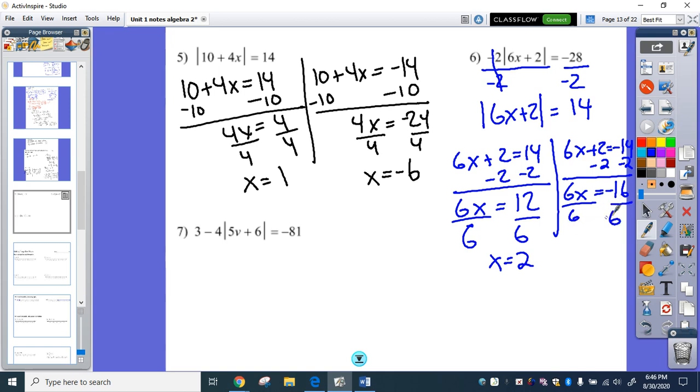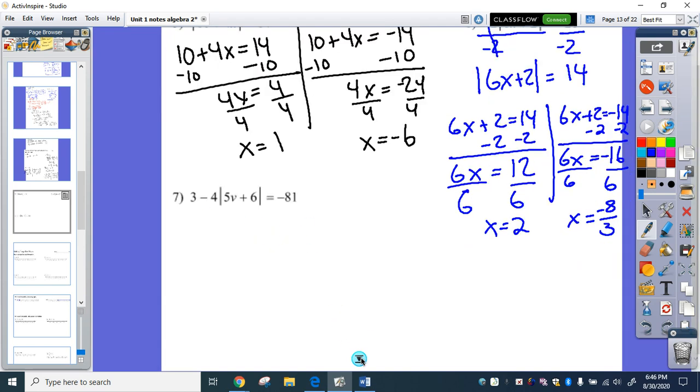Now you might be noticing here, well, 16 doesn't divide by 6. That's okay. Just means that one of our answers happens to be a fraction. We want to make sure we reduce it to lowest terms, and that would give us negative 8/3. And our last equation, this one has a couple of steps to it, so let's give ourselves some room to work.